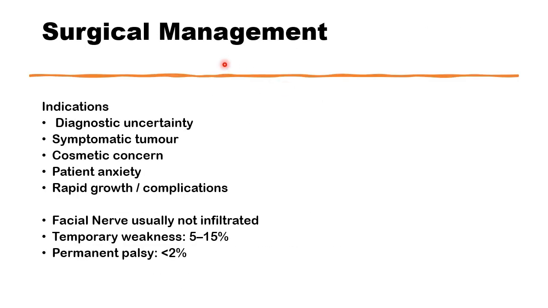Surgical management may be indicated if there is diagnostic uncertainty about the nature of the tumor, if the lesion is symptomatic and causing pain or unsightly swelling, or if the patient is anxious about it, or if there is rapid growth of the lesion or any other complications. The main worry for surgery is the risk to the facial nerve. The nerve is usually not affected. Temporary weakness after surgery is in the area of 10%, and permanent palsy will be less than 2%.